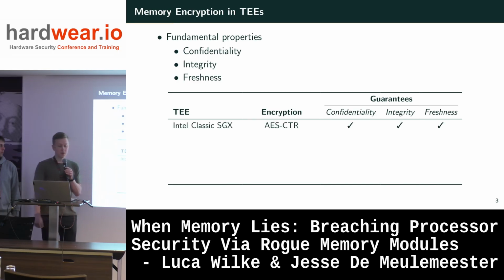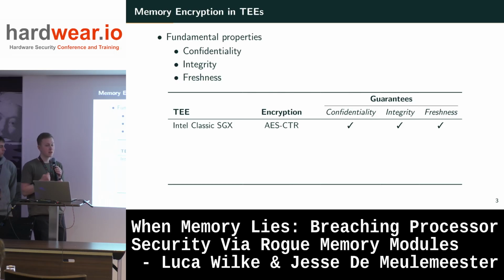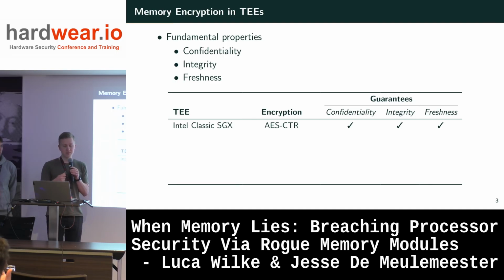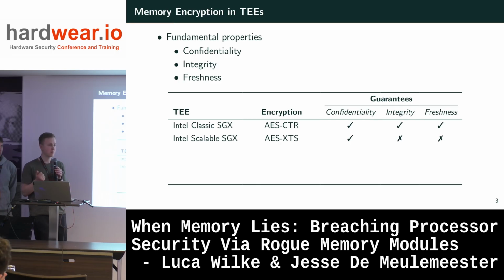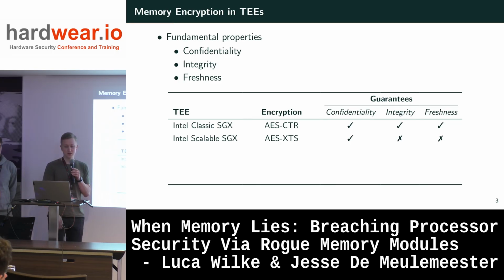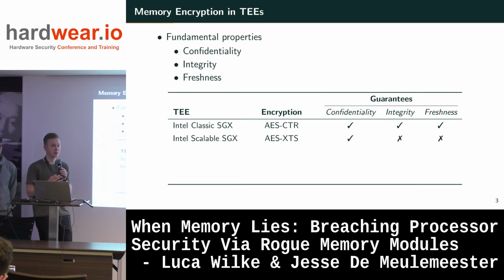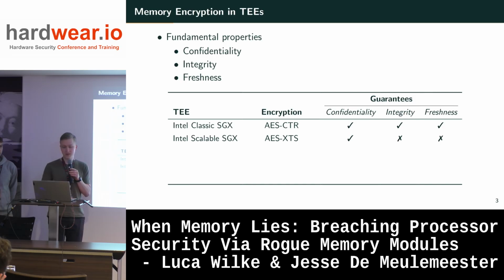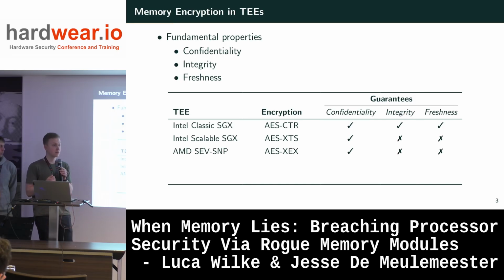The initial Intel SGX design had all of these properties. However, it came with the drawback that it didn't scale to large memory sizes, mainly due to the constructions that we need to provide integrity and freshness. However, the industry wanted to run larger programs in trusted execution environments, so the subsequent version, which is able to scale to large memory sizes, switched to a different encryption engine and dropped these two properties. And then SEV-SNP, which protects VMs instead of processes, basically did the same thing.